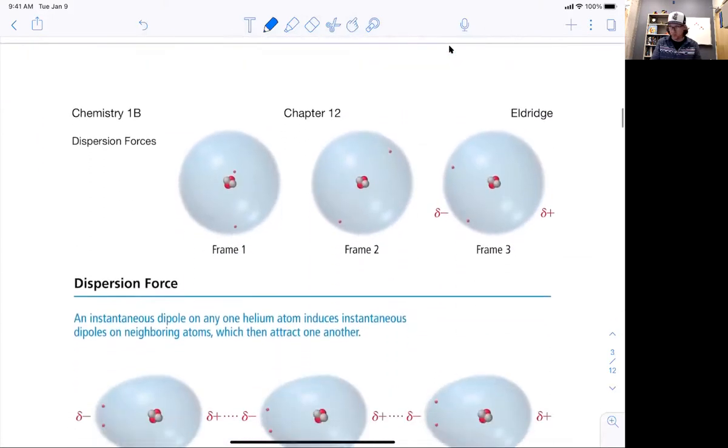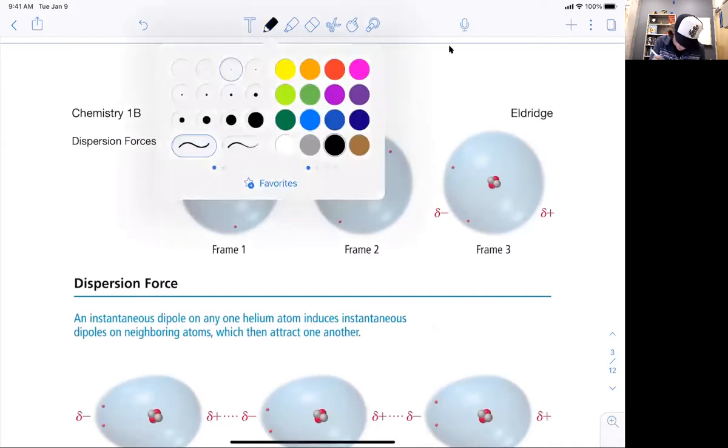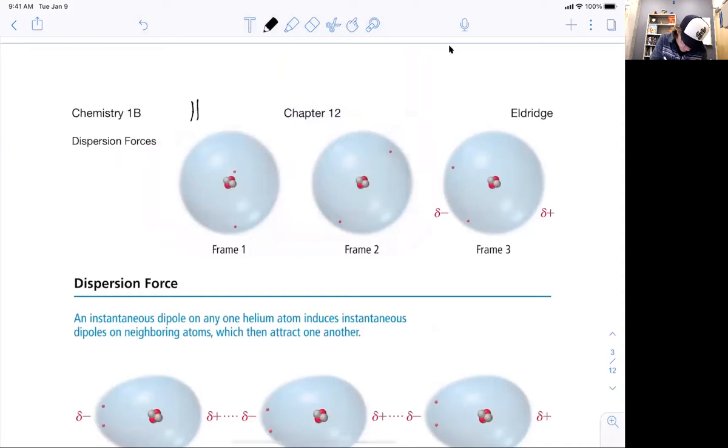Now let's talk about the weaker one. These are called dispersion forces. Dispersion forces, as I mentioned, are a little bit tricky to wrap our heads around. So here we've started really simple. This is a helium atom.